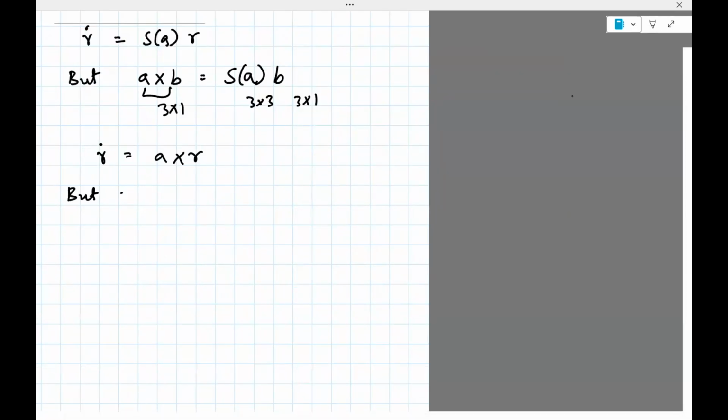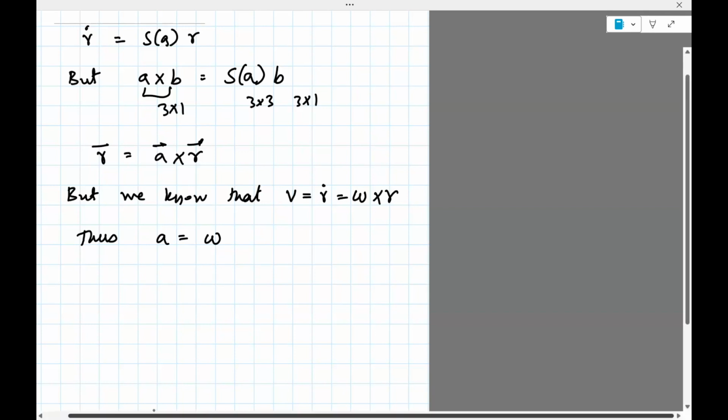But we know that V equals R dot is omega cross R. This is a property of the linear velocity. It is always omega cross R. So it has to be that A is the same as omega. You can write it like this. So this is the same as omega.